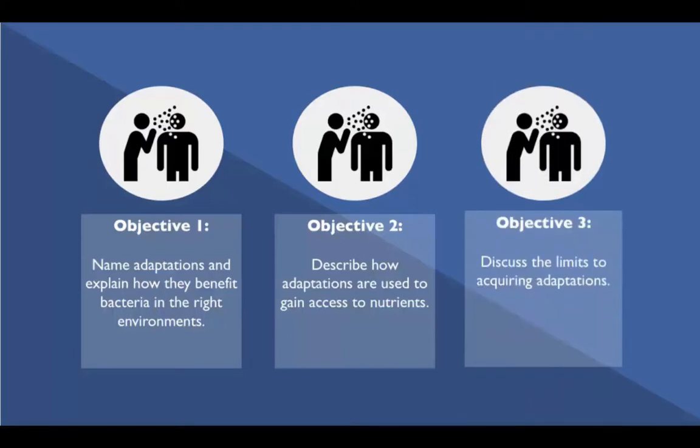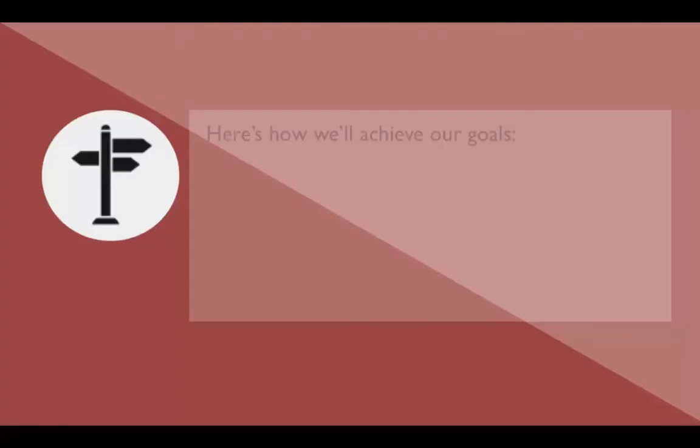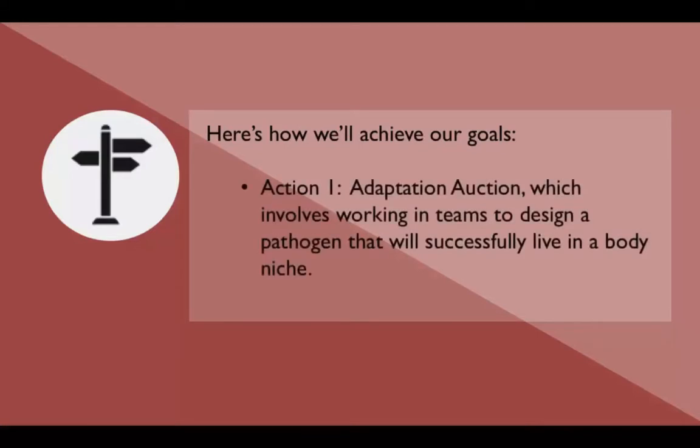limits to acquiring adaptations. We will achieve these goals with an adaptation auction, which involves working in teams to design a pathogen that will successfully live in a body niche. Students will compete with other teams as they bid on the adaptations.